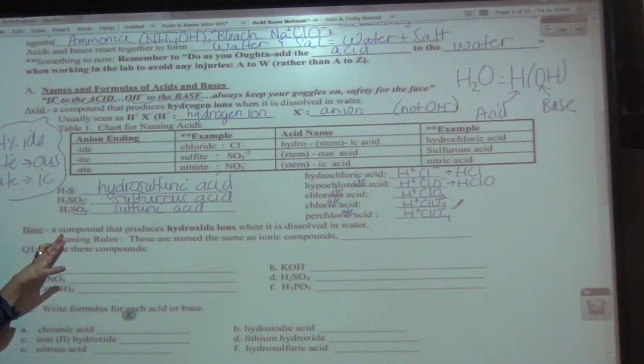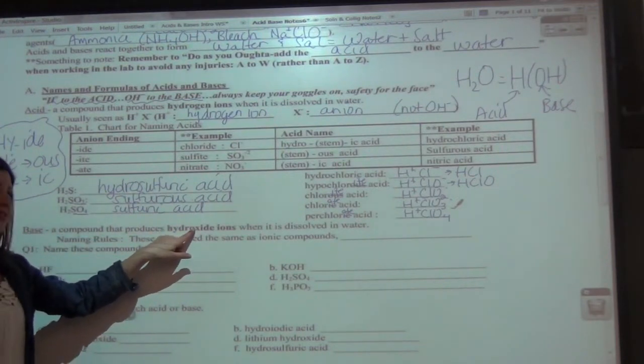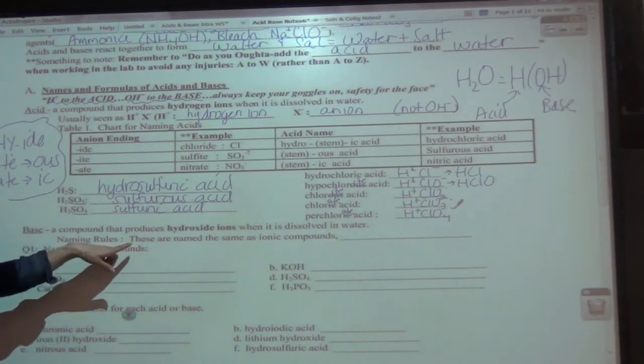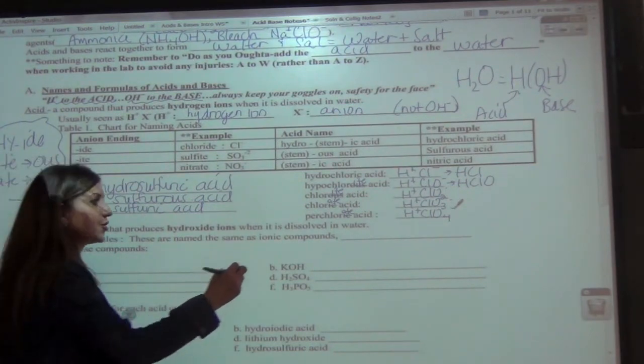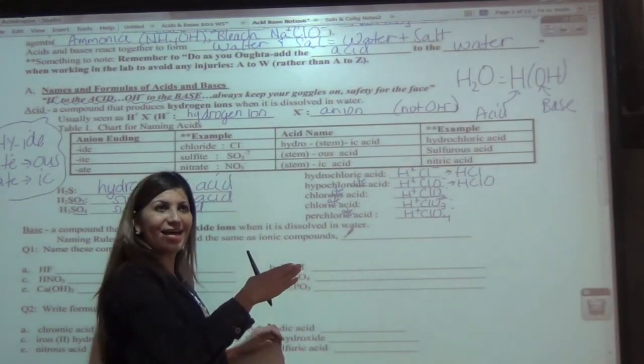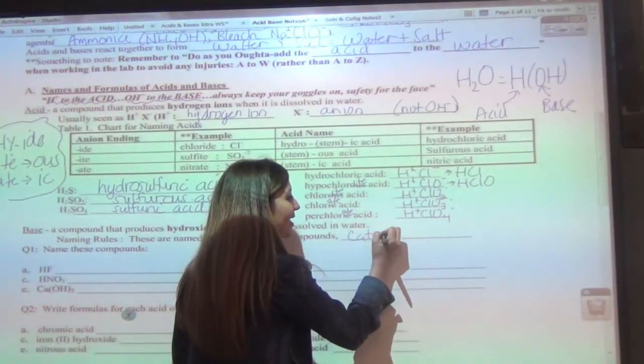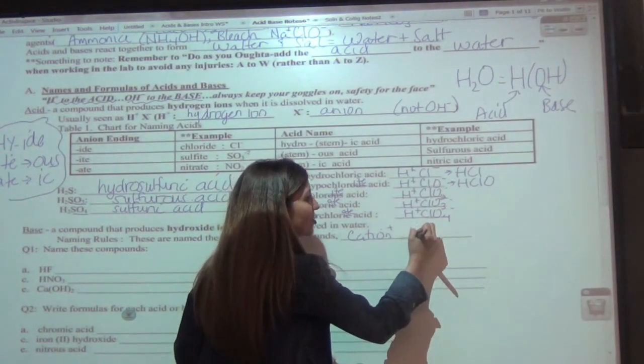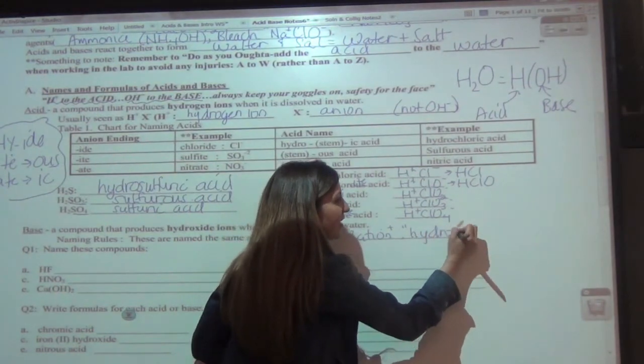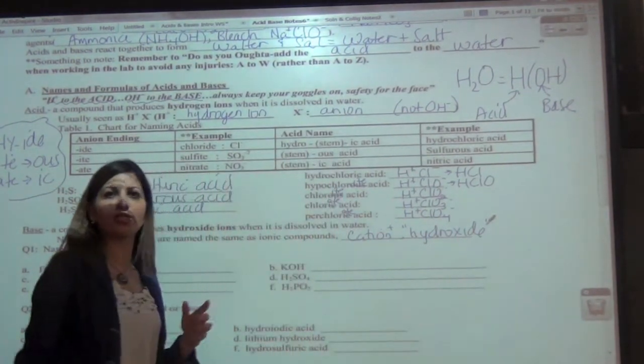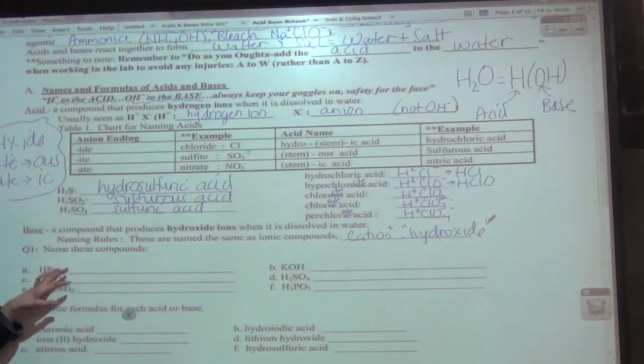A base is a compound that gives off hydroxides when it dissolves in water. So we said that before. These are named the same as ionic compounds. All you're going to do is name whatever the cation is. So name your cation, and then it ends in hydroxide. So you're going to name the cation, and then your OH is just going to be hydroxide. Okay. So let's try some of these.